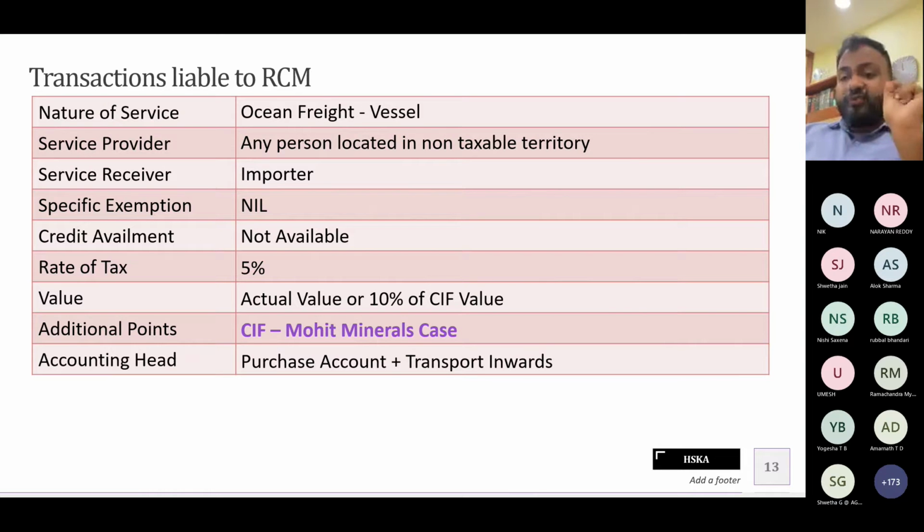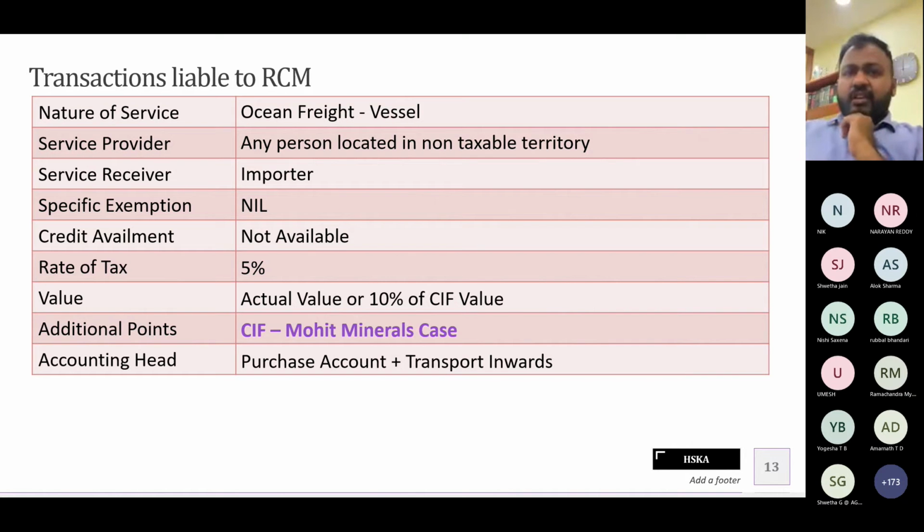Okay. Ocean freight, where you are moving the goods from one country to India by way of a vessel, that is a ship. And you are the importer, then you are required to pay tax under reverse charge mechanism. Now there are a lot of litigations around it. Point number one, I have already paid customs duty on this freight because customs duty is applicable on CIF value. Why are you asking me to pay tax again?